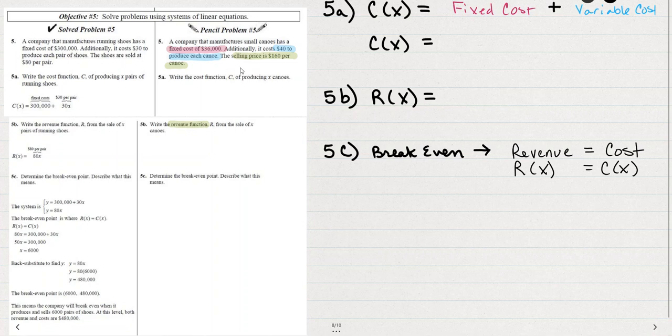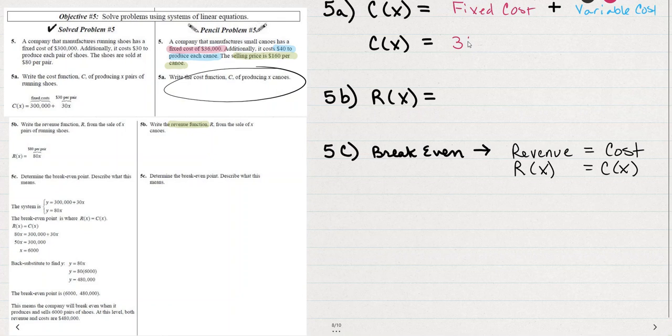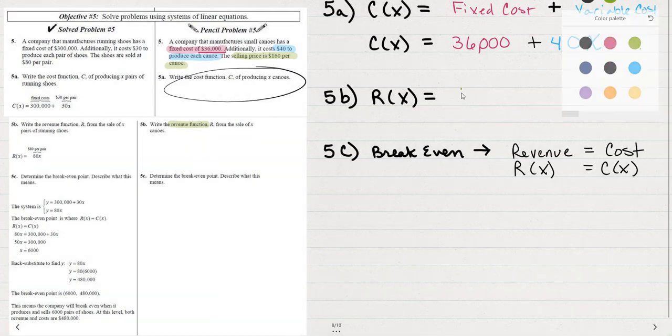So if the cost function is going to be the fixed costs added to the variable costs, we can write this cost function as C of x is equal to $36,000. Where'd I get that? Right from the problem. I've highlighted it in pink. Plus the variable cost is $40 for each canoe that's made, so 40x. Our cost function is C of x equals 36,000 plus 40x. The revenue that we get in green here is $160 for each canoe. So we could say 160 times the number of canoes that are sold.